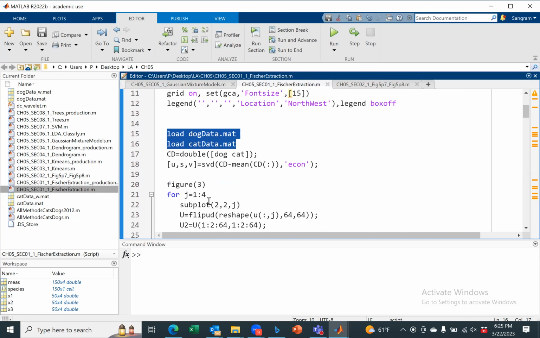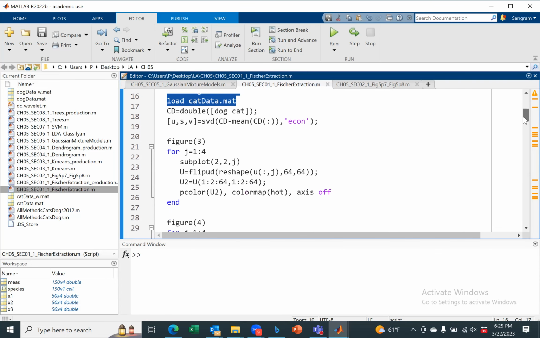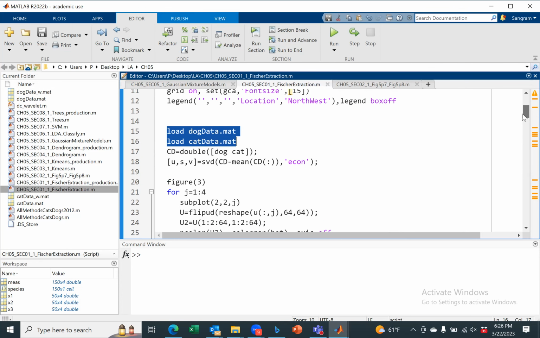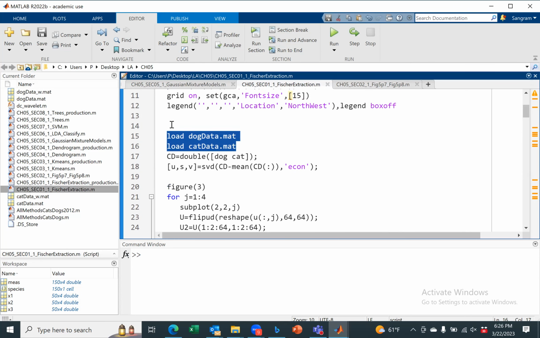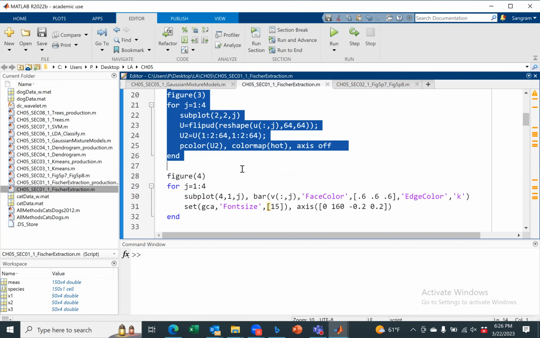And then what I'm going to do is subtract the mean and then perform the singular value decomposition, which is nothing but the principal component analysis. And to make things efficient, I'm going to use economy SVD. And then I'm going to look at the feature vectors, or the most important features that actually classify these cats and dogs. So what I want you to do is quickly highlight this code, and run this code.